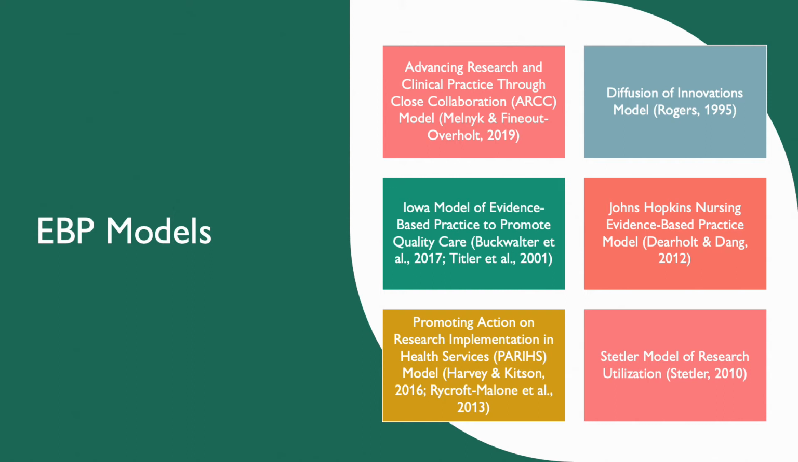The six provided are the Advancing Research and Clinical Practice through Close Collaboration model, the IOWA model of evidence-based practice to promote quality care, which is a very common one that is used in nursing, Promoting Action on Research Implementation in Health Services, the Diffusion of Information model, the Johns Hopkins Nursing Evidence-Based Practice model, which is also very commonly used by nurses, and then the Stetler model of research. Which you choose would be entirely up to you and what you're doing, but they all follow the major steps of evidence-based practice.